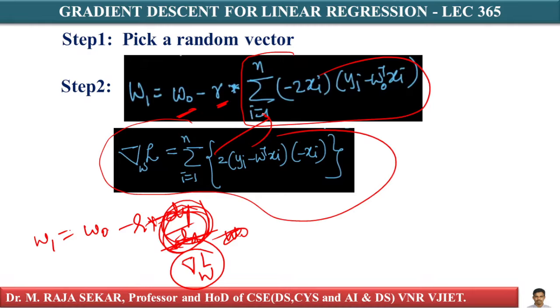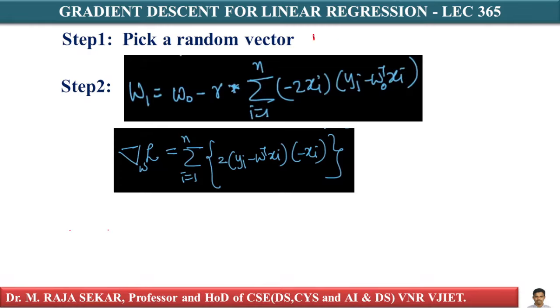Sigma i equal to 1 to n, minus 2 xi into yi minus W transpose xi. In step number 1, I will pick a random vector W0. Of course, W0 is a d-dimensional vector. Once I pick a random value, we define W1 as W0 minus R into sigma i equal to 1 to n.